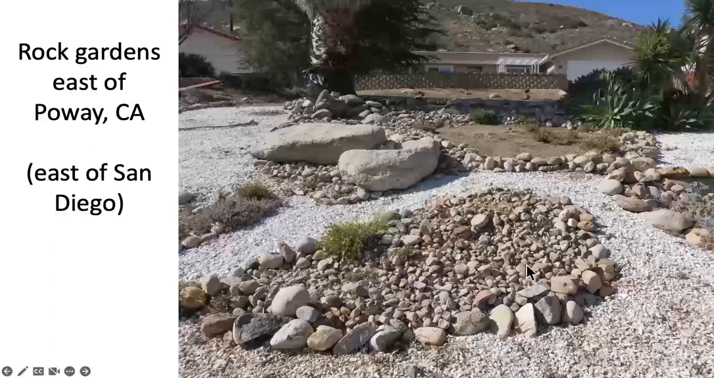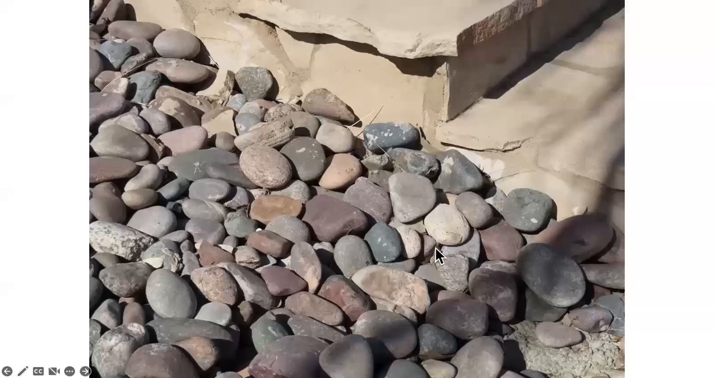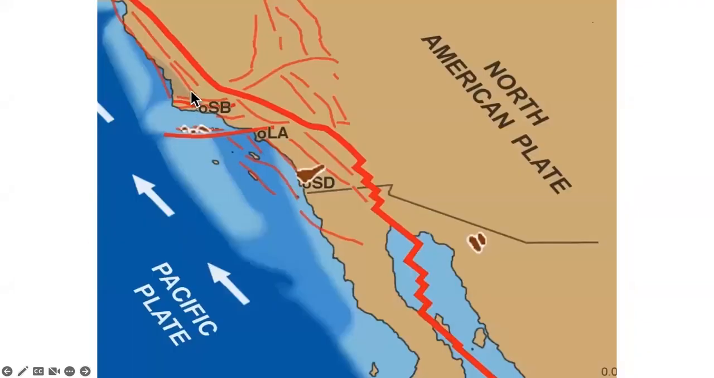I went on a search one day to find them inland, and it turns out behind Poway, California, east of San Diego, all the houses have rock gardens. Their soil is so full of these stones that a lot of them have just given it up, and they have all these red stones, these maroon stones. So that's here and here.